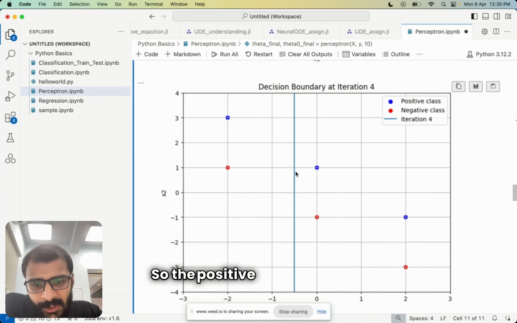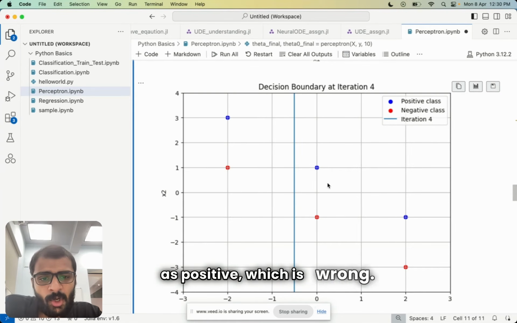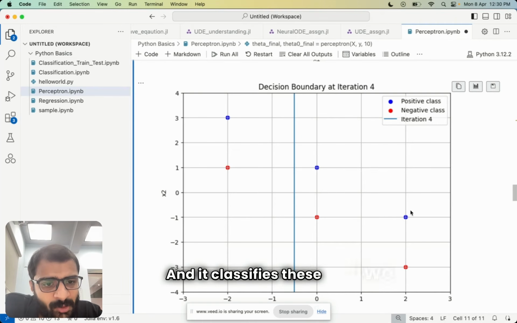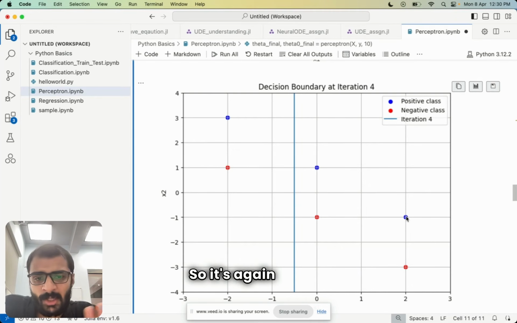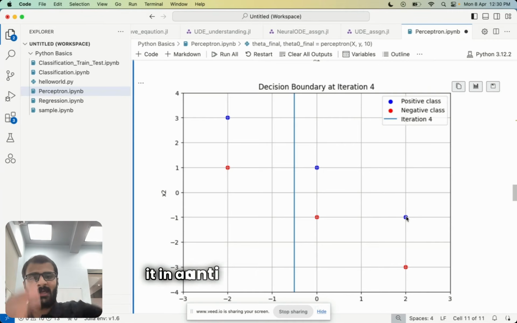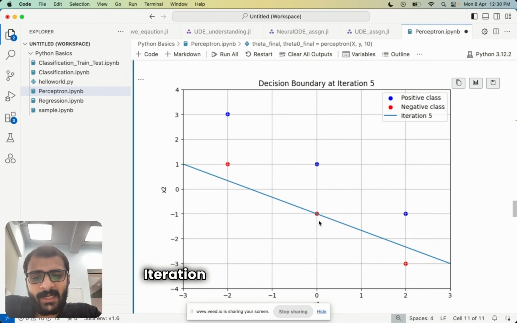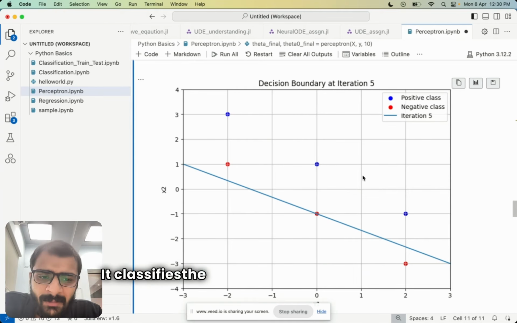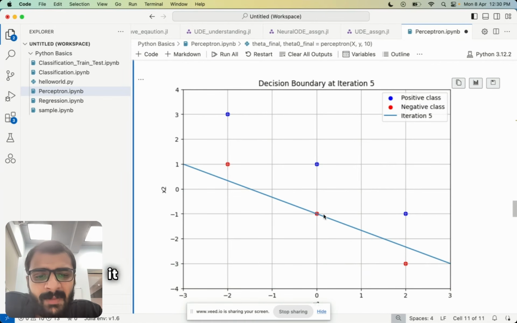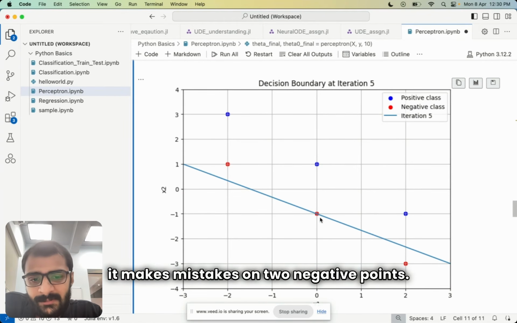So the positive normal is here. So it classifies this point as positive, which is wrong, and it classifies these two positive points as negative. So it's again wrong. So we need to further move it in an anti-clockwise direction. In iteration 5, we do move it anti-clockwise, but still there are issues. It classifies the positive points correctly, and it makes mistakes on two negative points.